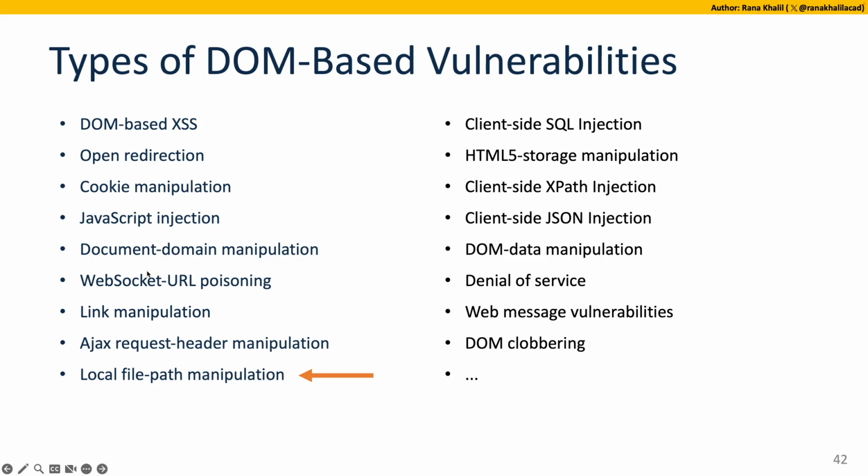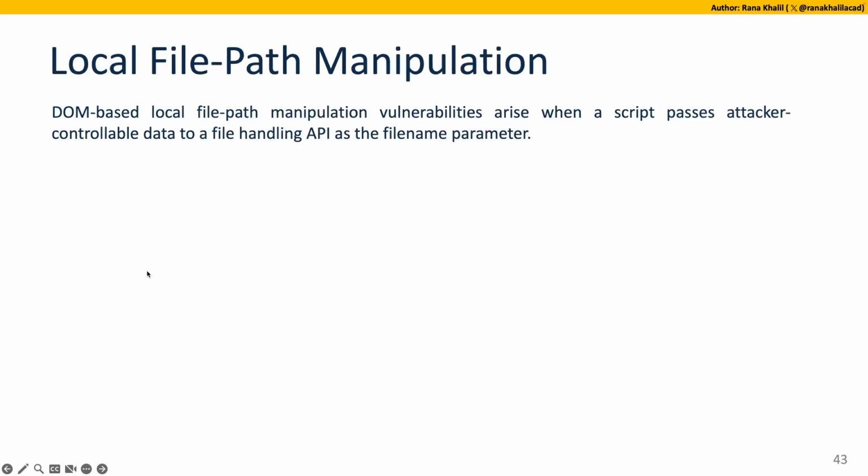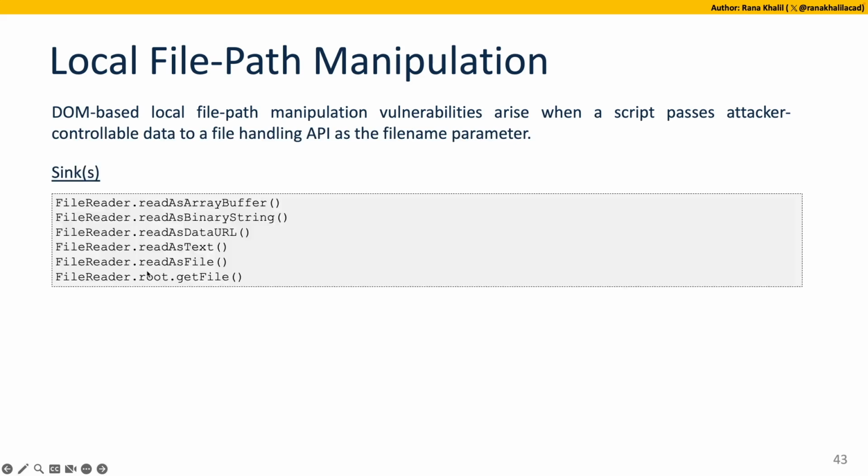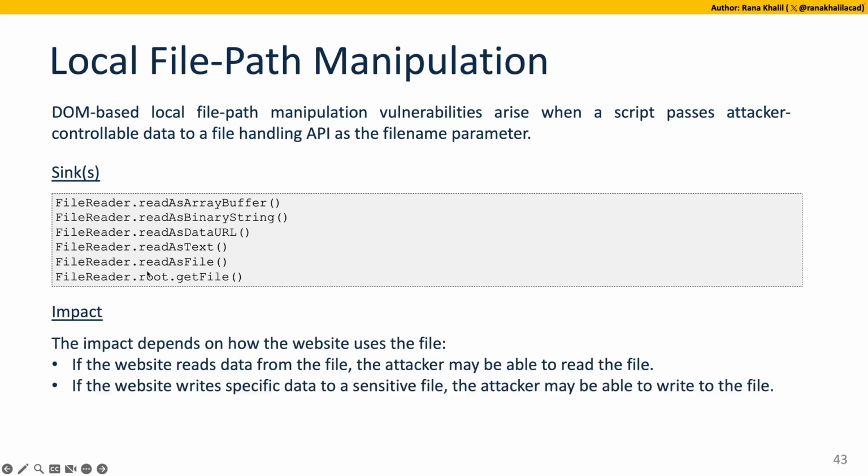Next, we have local file path manipulation. DOM-based local file path manipulation vulnerabilities arise when a script passes attacker-controllable data to a file handling API as the file name parameter. The following are the potential sinks for this specific vulnerability, and the impact depends on how the website uses the file that is being opened.